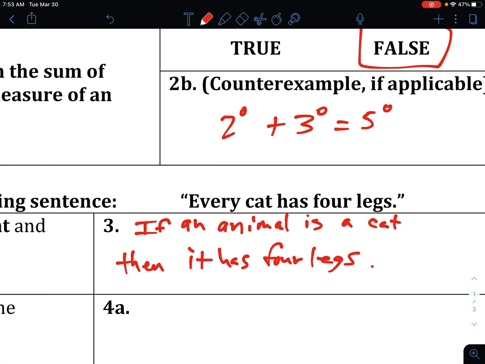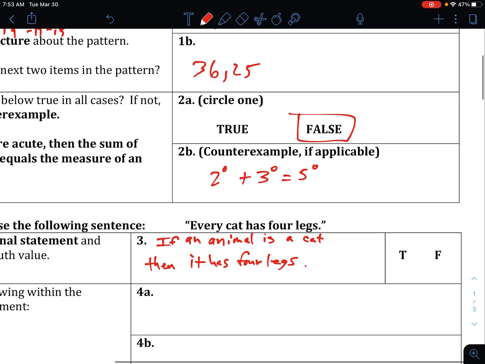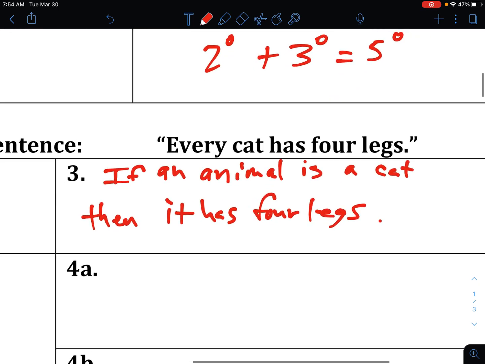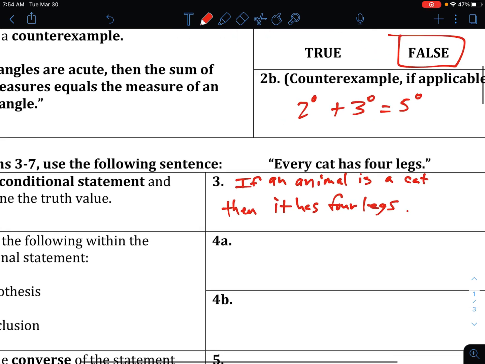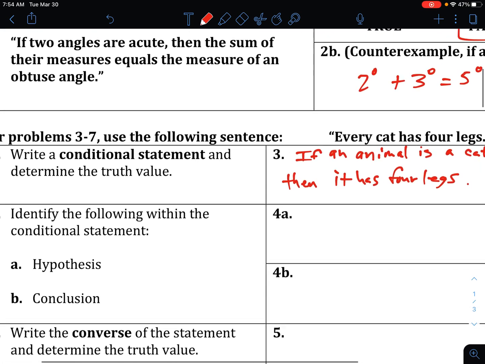Is that a true statement? If an animal is a cat, then it has 4 legs. I'm going to say that's false, right? There could be a 3-legged cat or a 2-legged cat, depending on situations and scenarios in life. I guess it could be a 1-legged cat for all I know. But the cat does not always have to have 4 legs.